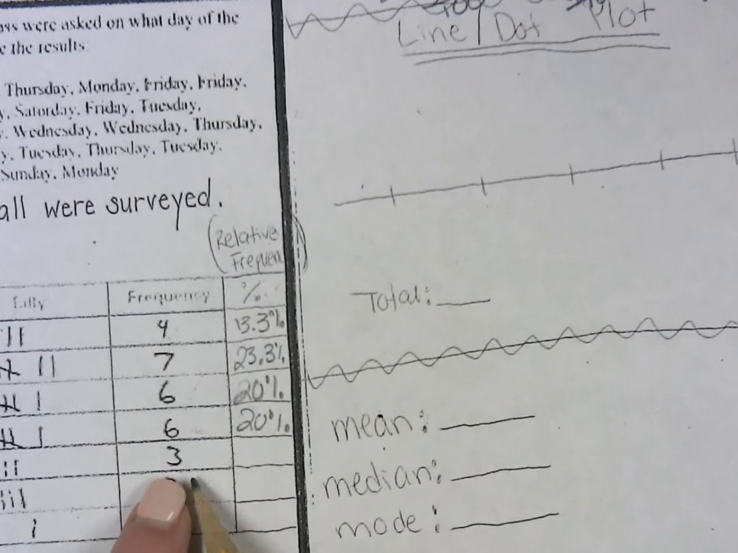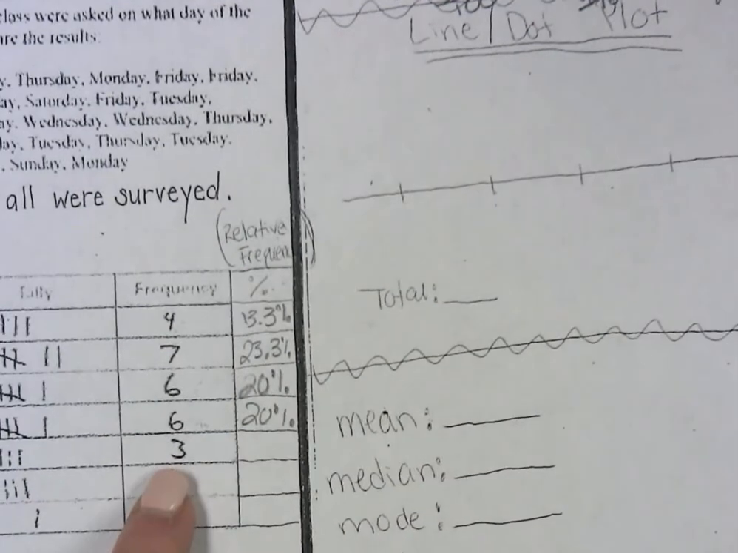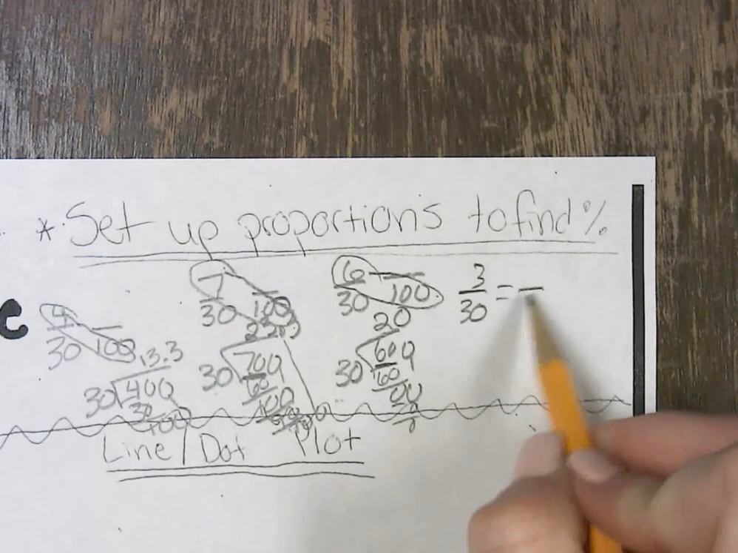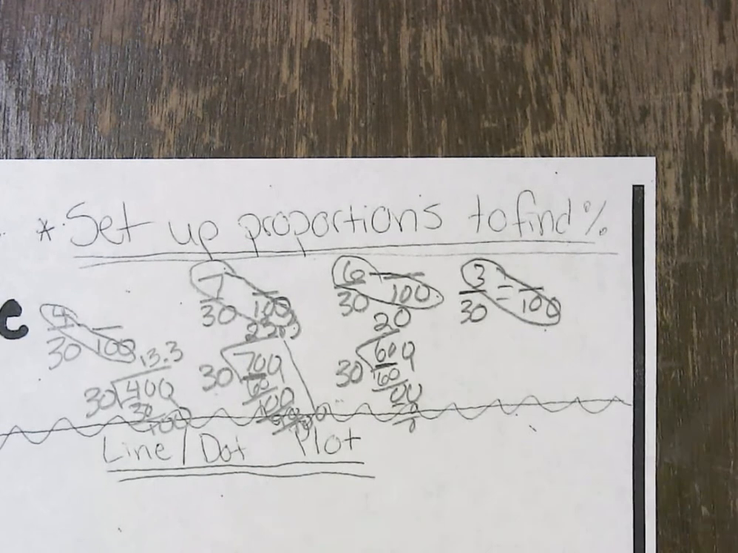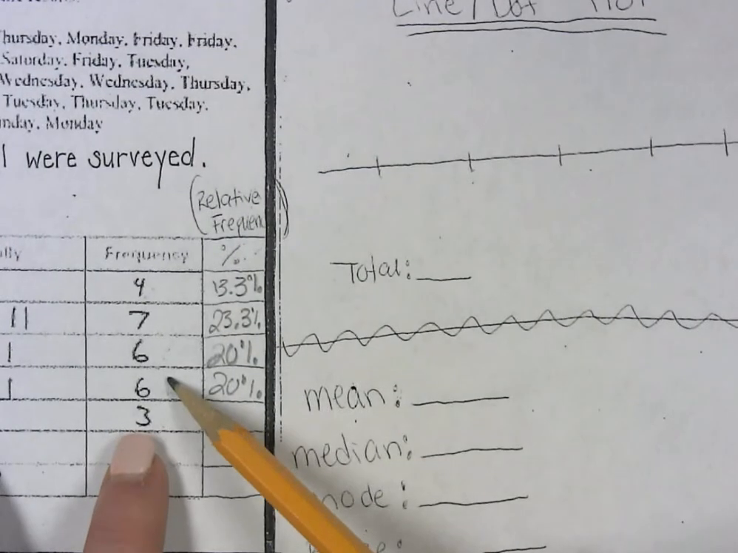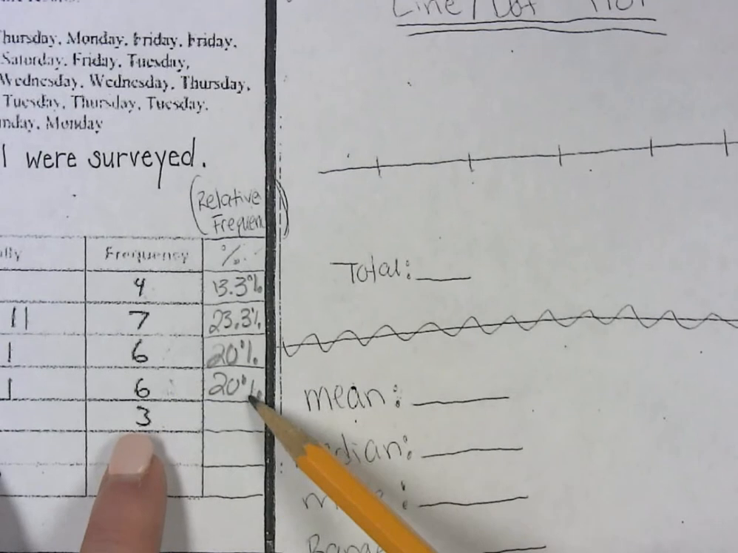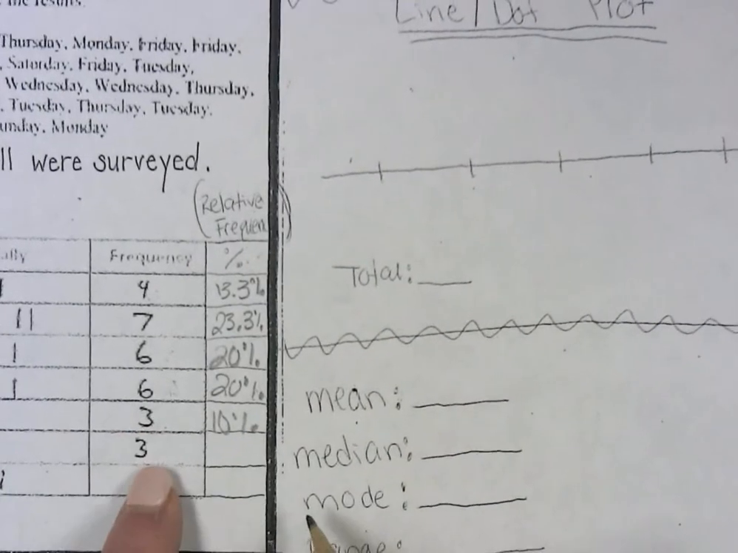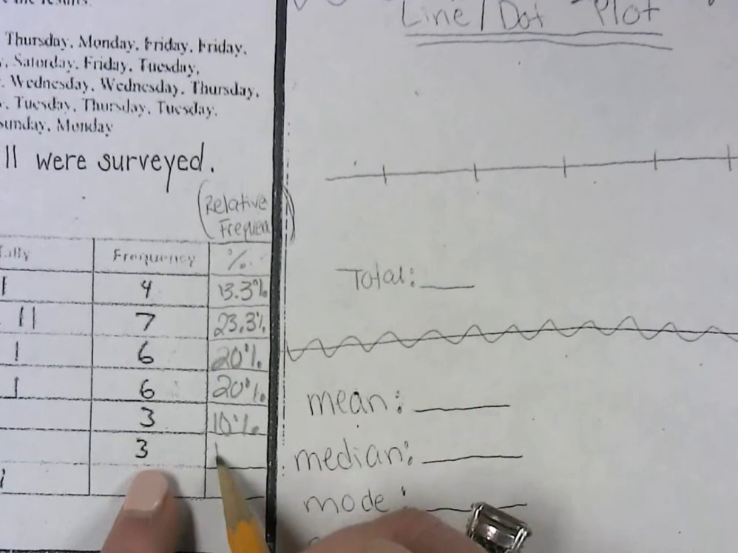3 people were born on Friday. Now, we could come over here and set up our proportion, and we could say, okay, 3 out of 30 people, and then put that over 100 for percent. And that would be just fine. Or, isn't 3 half of 6? So let's just cut this 20% in half. What's half of 20? 10. So 10% of the people were born on Friday. Saturday, we have another 3. We just said 3 people meant 10%.